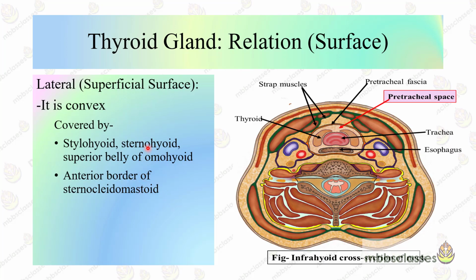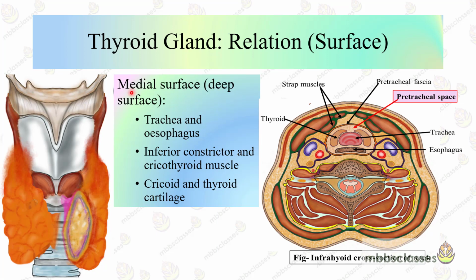If you see the relation of the surfaces, let us see first the lateral surface, which is also the superficial surface. So this is the lateral surface, which is the superficial surface of the thyroid gland, and it is covered by the sternohyoid, sternothyroid and superior belly of omohyoid muscles. So these are the strap muscles of the neck, and these muscles are related to the lateral surface of the thyroid gland, and also it is related to the anterior border of the sternocleidomastoid muscle. So this is the sternocleidomastoid muscle, and its anterior border is related to the lateral surface of the thyroid gland.